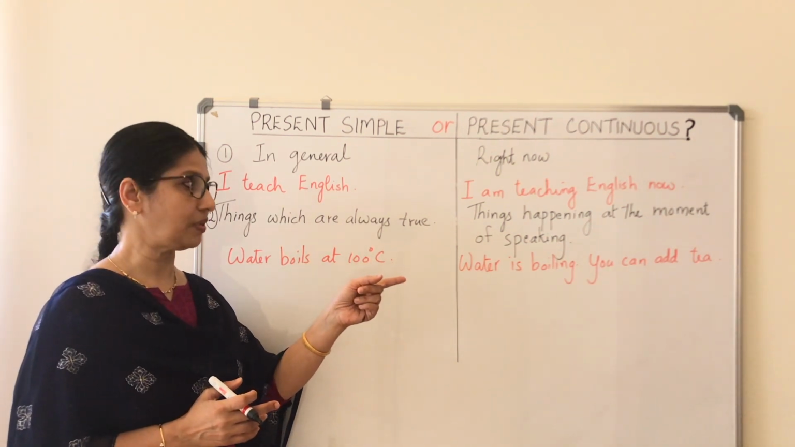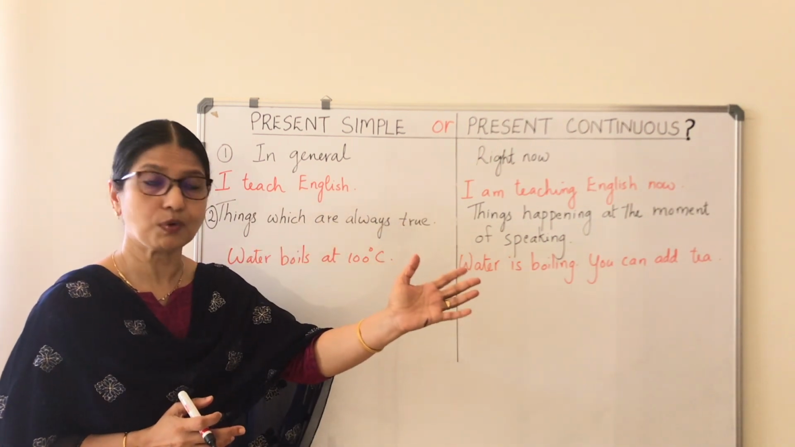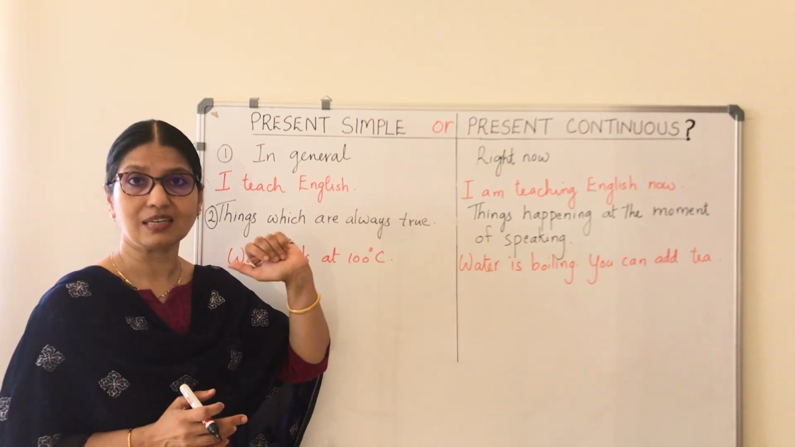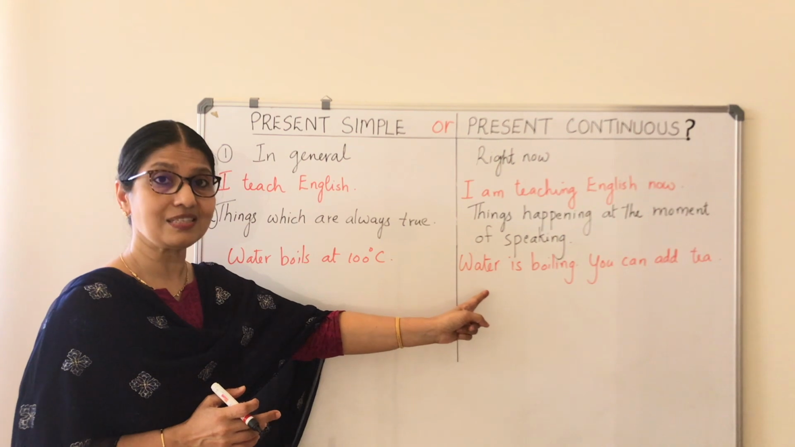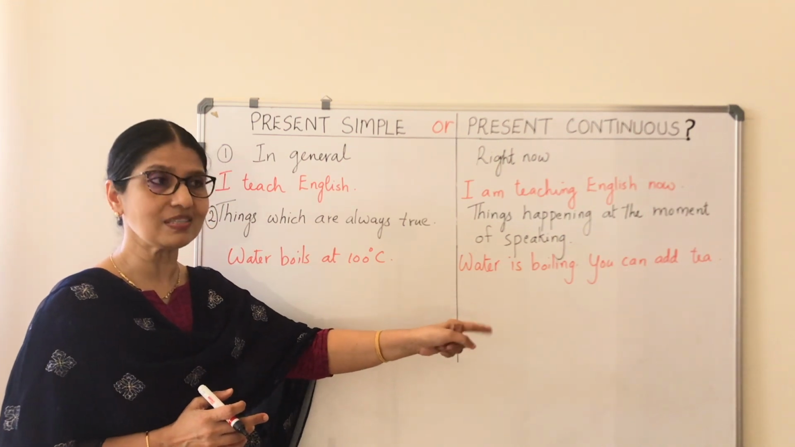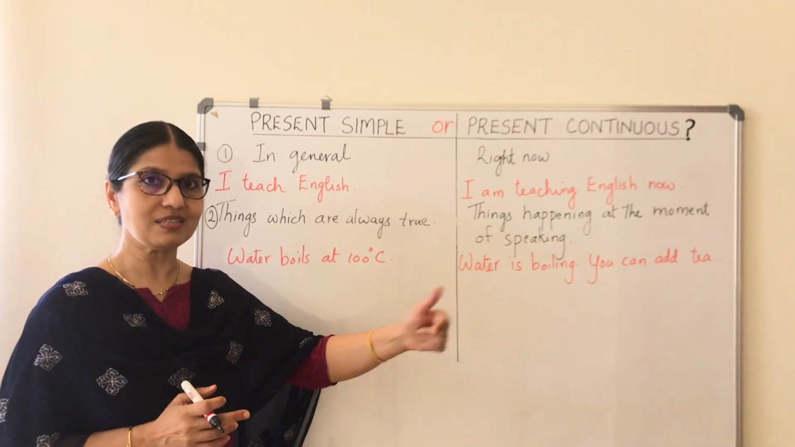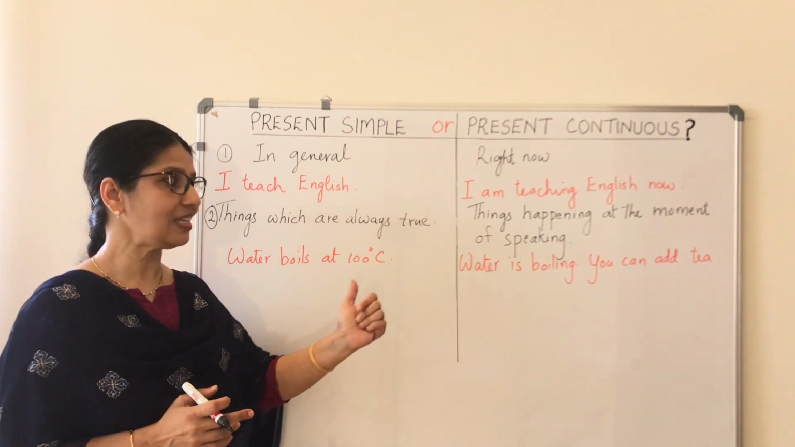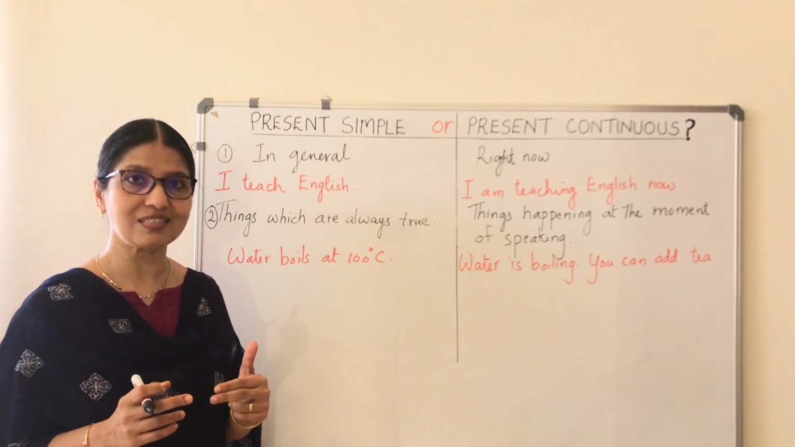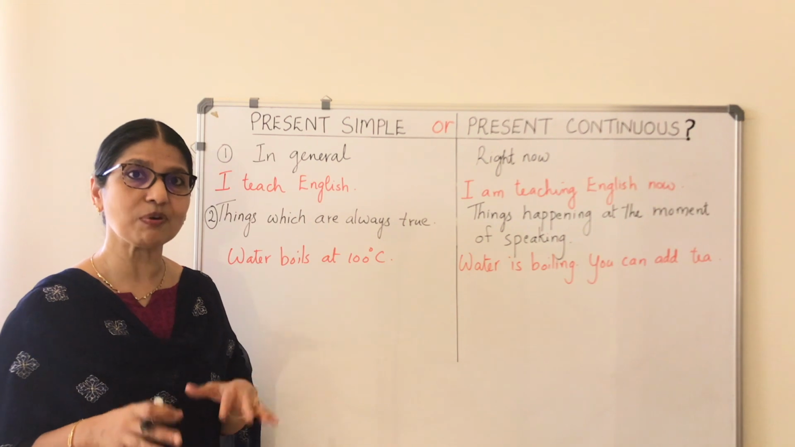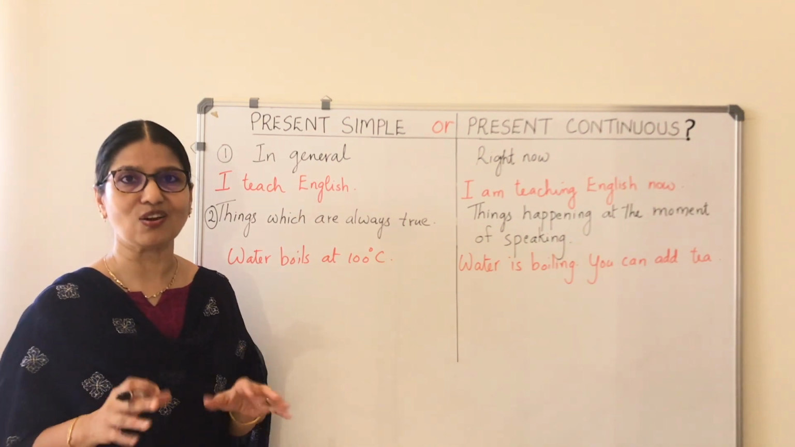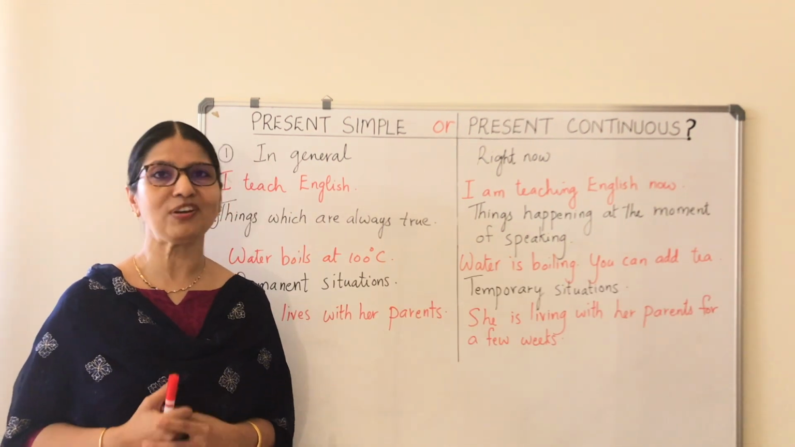But look at that example. I can say, look, water is boiling. You can add tea. I use present continuous tense here for the scientific truth because at the moment of speaking, this is happening. So you can see how two different tenses are used to talk about the same action depending on the context. Now on to point number 3.